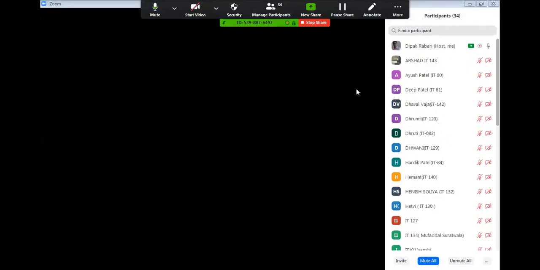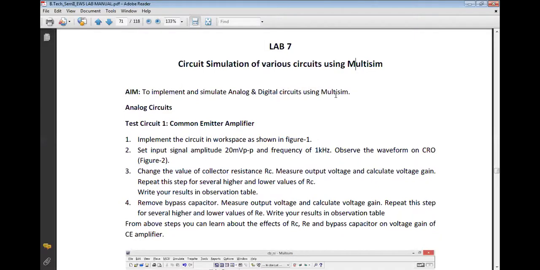So this is the circuit simulation of various things which is available. If there is any problem, you can just report in the chat room. I have shared the screen. Okay, so this is the circuit simulation of various circuits using Multisim.